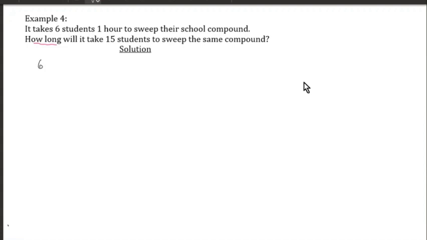We know that 6 students will complete the work in 1 hour. So if I have 15 students, how long will it take them? So let's represent that with an X. So this is an indirect proportion.